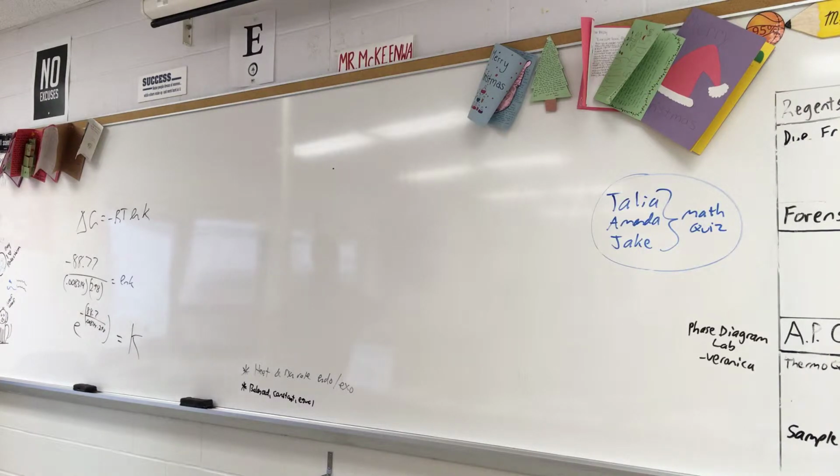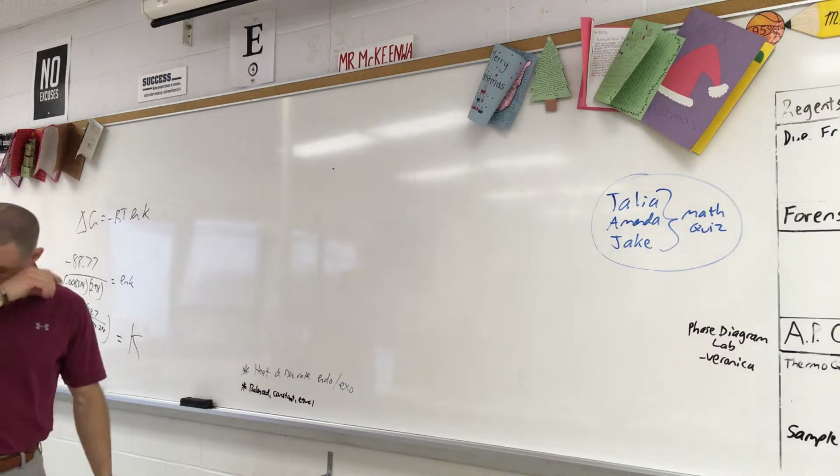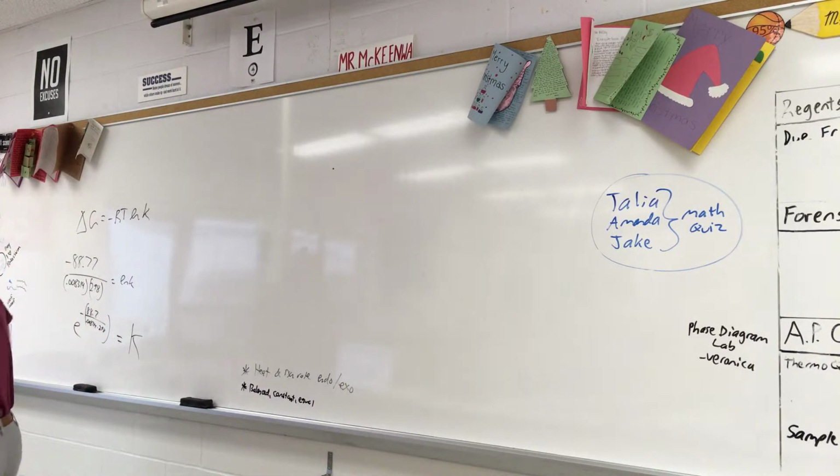The number's below 1. Yeah. We got 2.8 times 10 to the negative 16. It's going to be a big number. They got negative. Nicole, did you get negative? Did you make R negative?